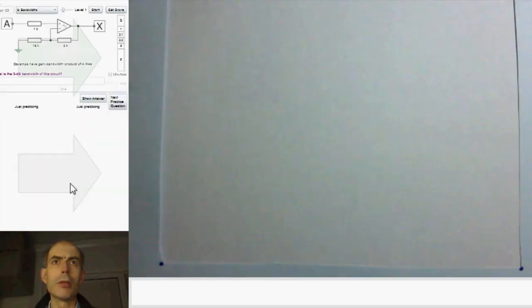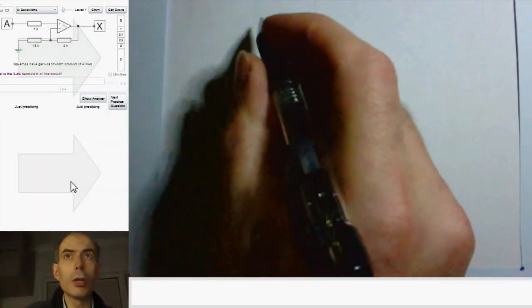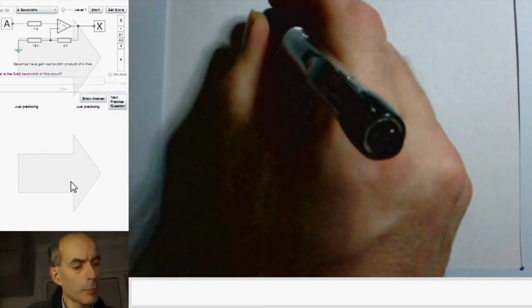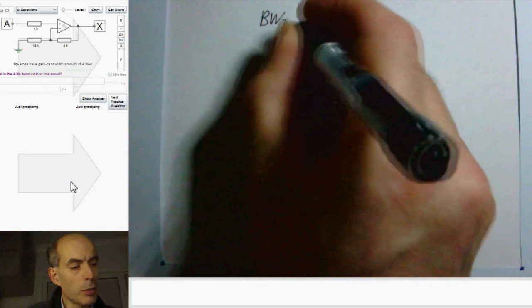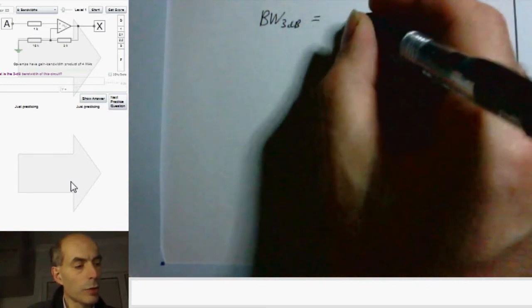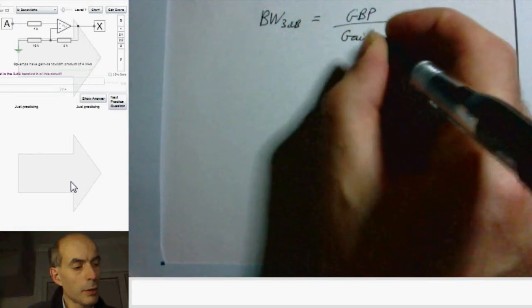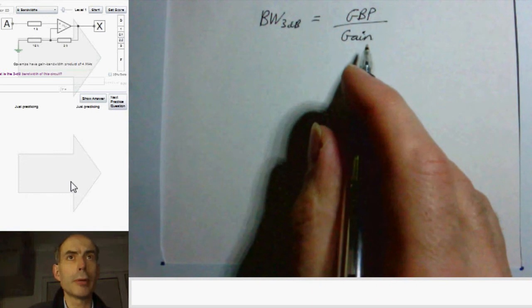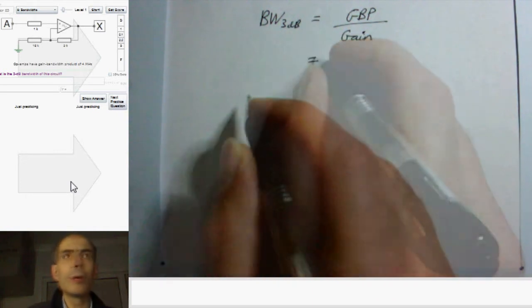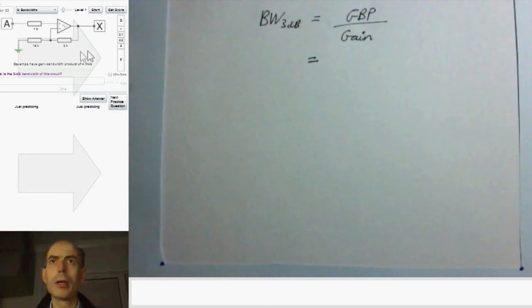Well, the formula that we need here is the fact that for a non-inverting amplifier like this one, the 3 dB bandwidth, I'll call it bandwidth 3 dB, is equal to the gain bandwidth product divided by the gain. Fairly straightforward formula for a non-inverting amplifier. So we just need to divide the gain bandwidth product by the gain.